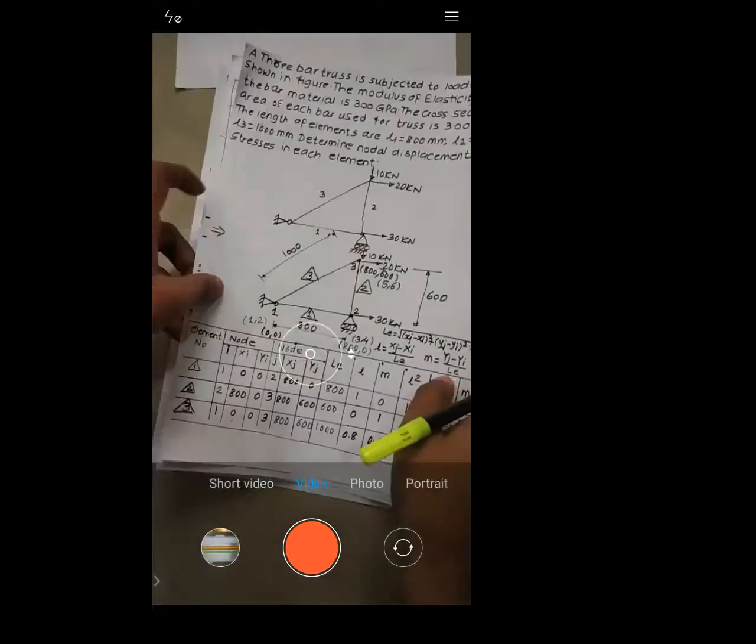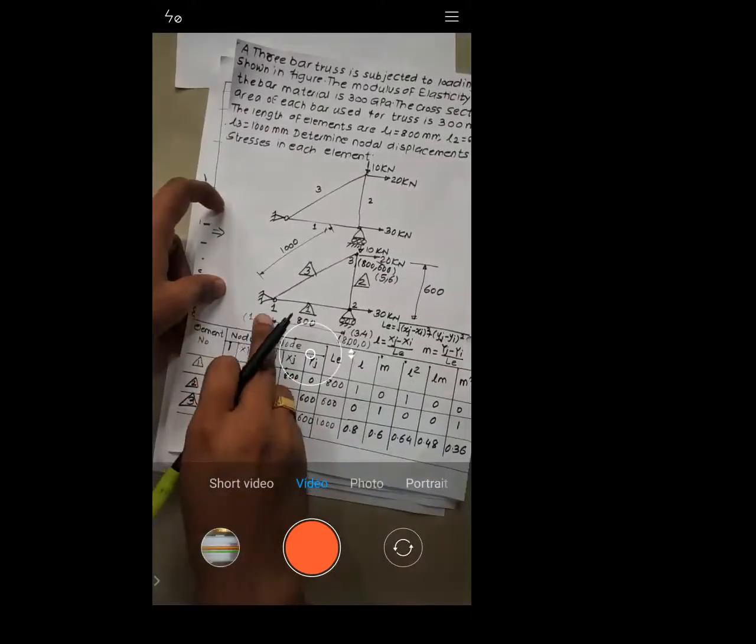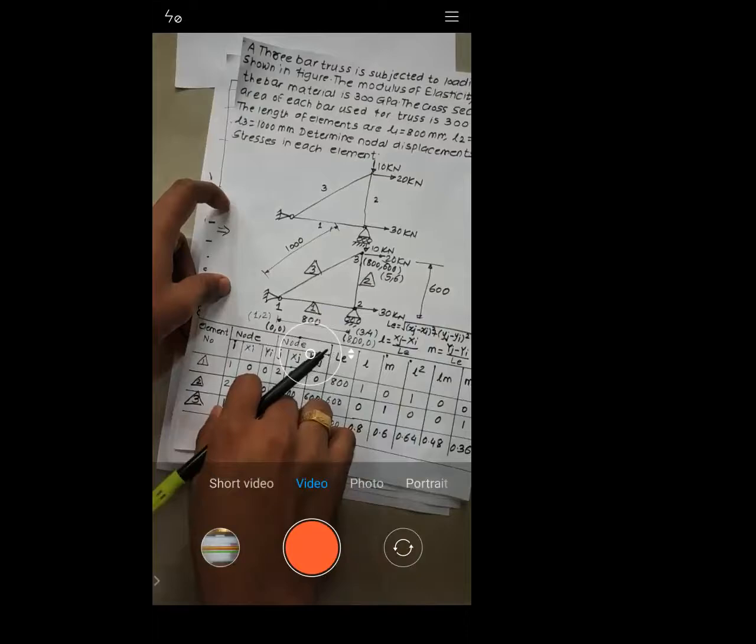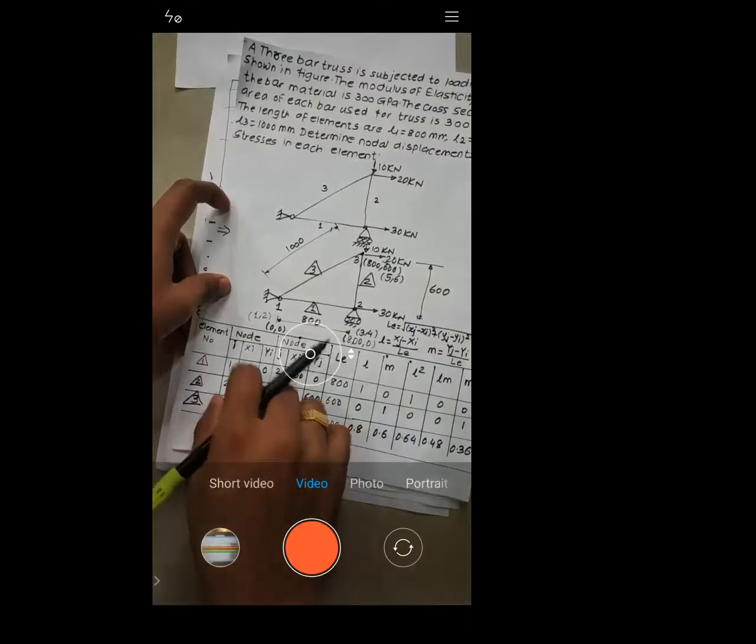See, are you able to understand or not? Let me know. Same we have done it for truss. See here, 1, 2, 3, 4, 5, 6. Have we done it or not? Yes, sir. Right? Same we have done it here.